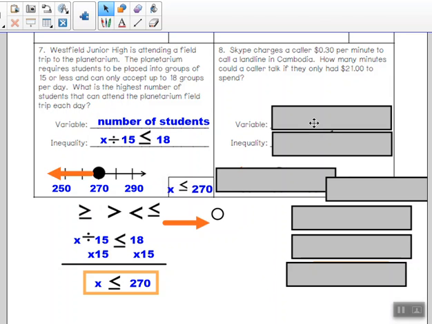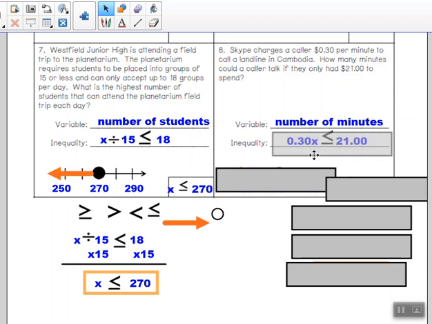And number 8, Skype charges a caller 30 cents per minute to call a landline in Cambodia. How many minutes could you call if you only had 21 bucks to spend? Well, our variable is the number of minutes you're planning on talking. That is what we don't know right now. Our inequality would be the number of minutes times 30 cents. And we want that to be no more than 21 bucks, so we want that less than or equal to $21.